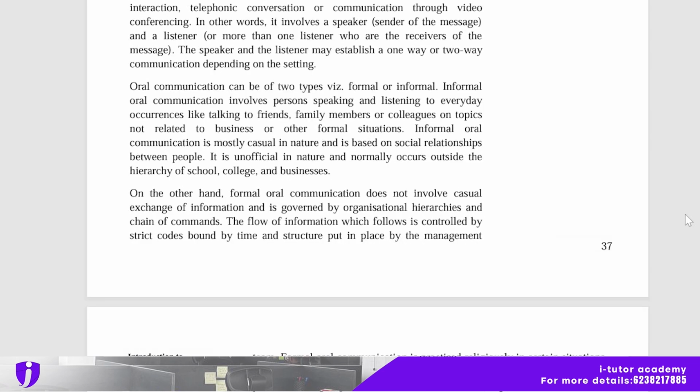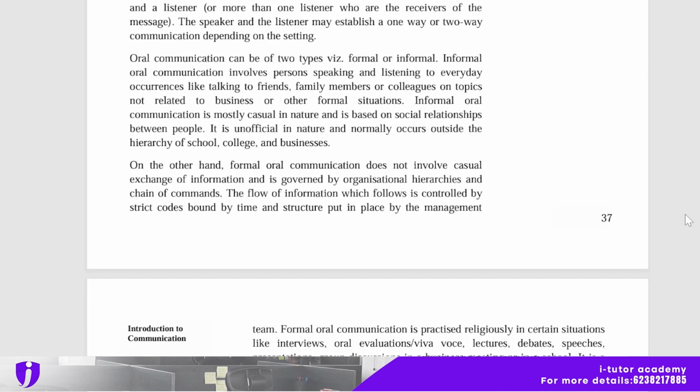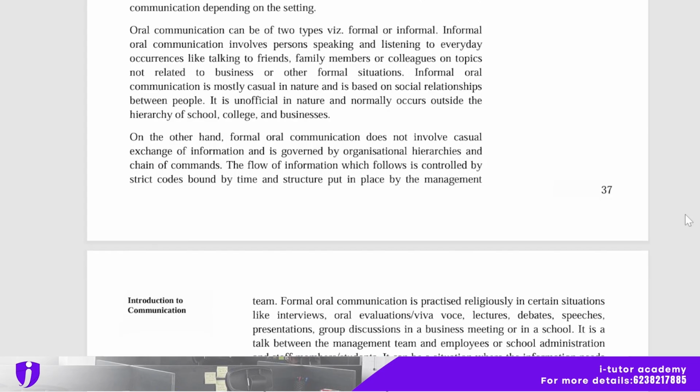Oral communication can be of two types, that is formal or informal. Informal oral communication involves a person speaking and listening to everyday occurrences, like talking to friends, family members or colleagues on topics not related to business or other formal situations. Informal oral communication is mostly casual in nature and is based on social relationships between people.